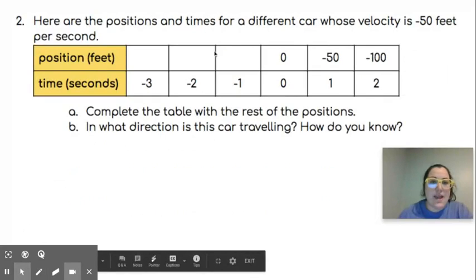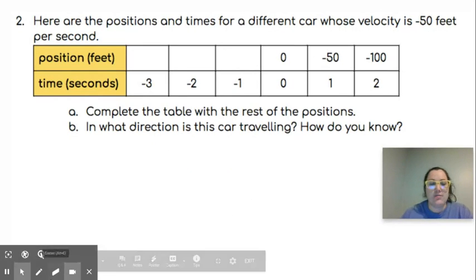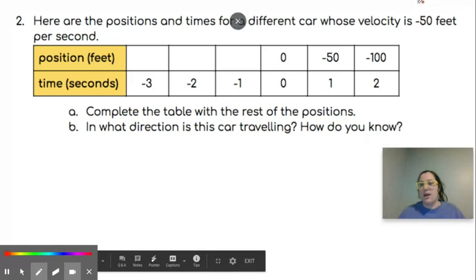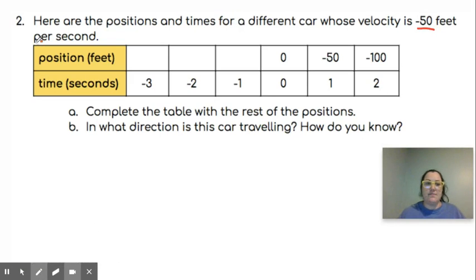In the next question, we had another table here. And we know this car's velocity. We know how fast it's going. It's going negative 50 feet per second. And we're going to use this table if it's going at that constant rate. What is the rest of this answer? So let's just look at the feet. We should be able to notice a pattern here. Negative 100, negative 50, 0. So this one's going to be positive 50. This is going to be positive 100 and positive 150.